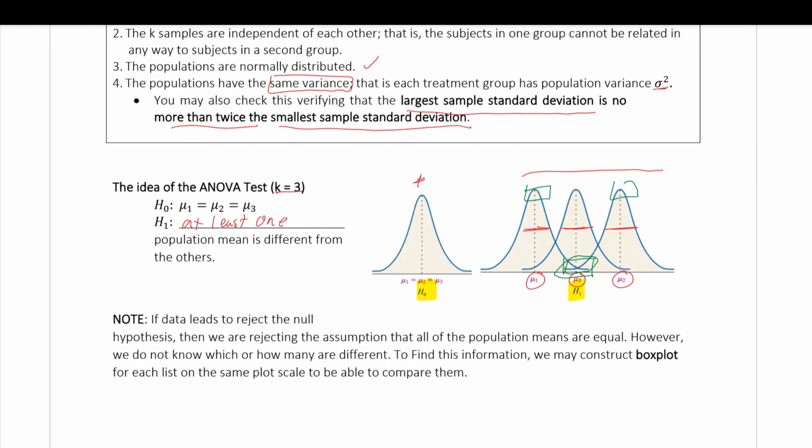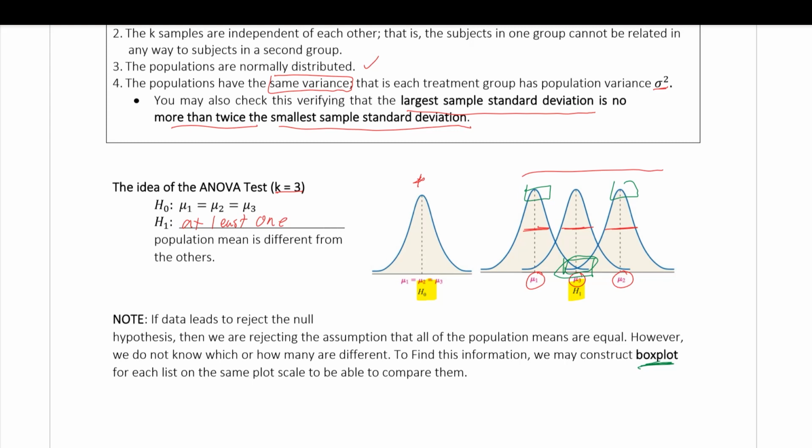Now, if the data leads us to reject the null hypothesis, then we are rejecting the assumption that all the population means are equal. However, we do not know which or how many are different. To find this information, we may construct a box plot for each list on the same plot scale to be able to compare them. What that means is that when we run this test, all we can do is either say that they're all the same or at least one is different. It doesn't necessarily pick out which one is different. We would actually have to construct a box plot to have a more visual inspection to see which population mean is different than the others. They may all be different from each other.